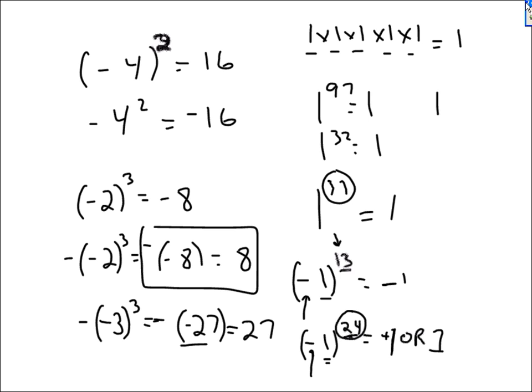You have -1 to an odd power, a negative to an odd number is negative, and 1 to any power, including 83, is 1. So the answer is -1. You have -1 to an even power, a negative times itself 14 times. That's positive. I won't write the positive sign. And 1 to the 14 is 1.